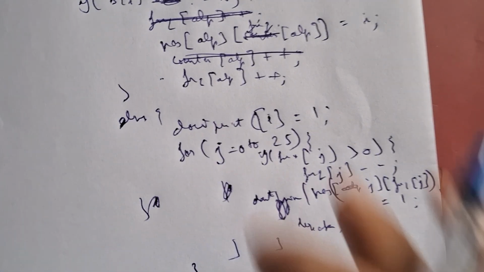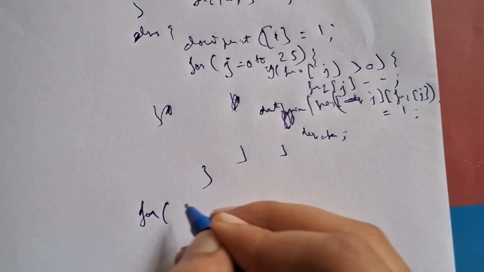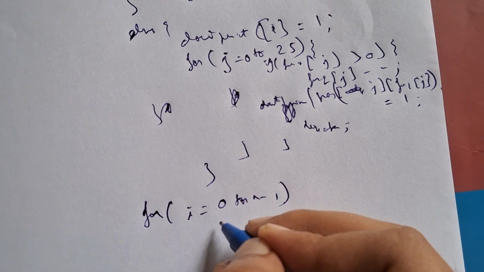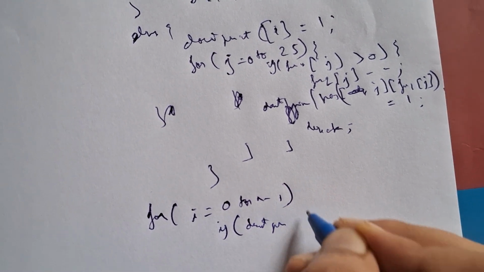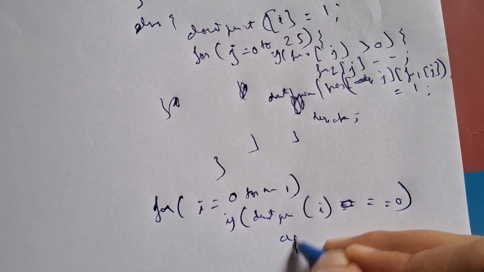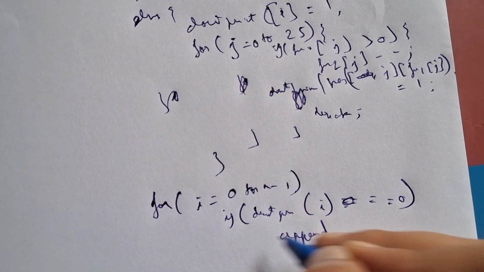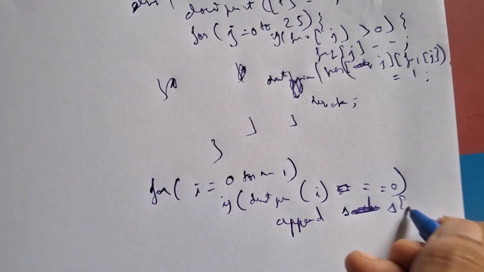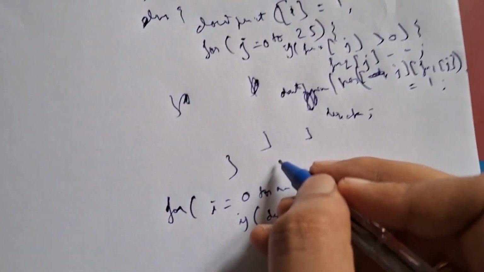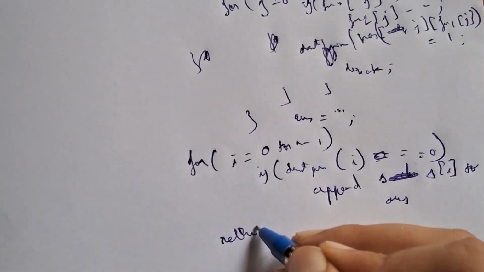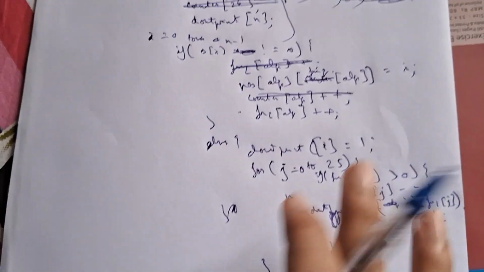So once you're done with this, now go for another array, that is I equal to 0 to n minus 1, and if don't print I is equal to 0, then only append s of I to answer. Answer is actually an empty string. So then only append s of I to answer, and then you can return answer. So this is basically a kind of pseudo code for you to understand.